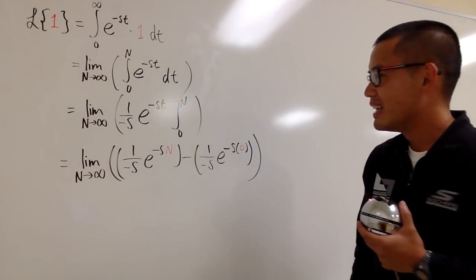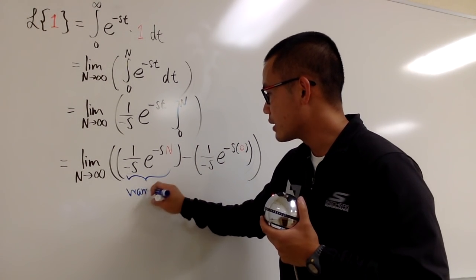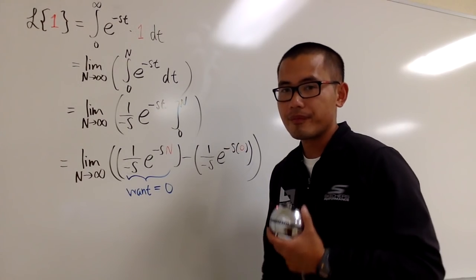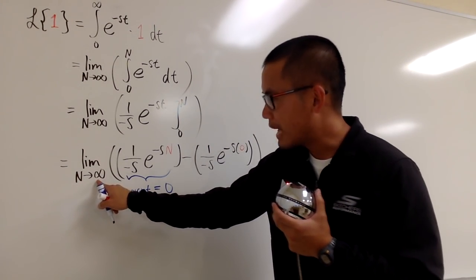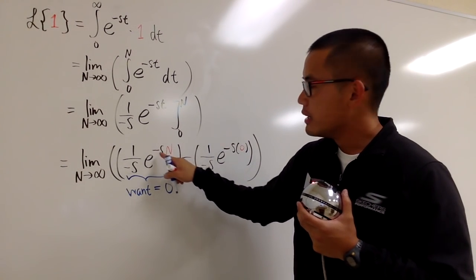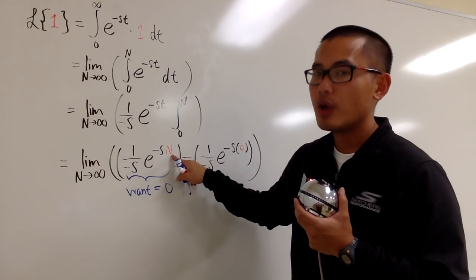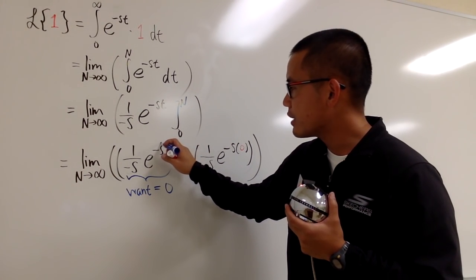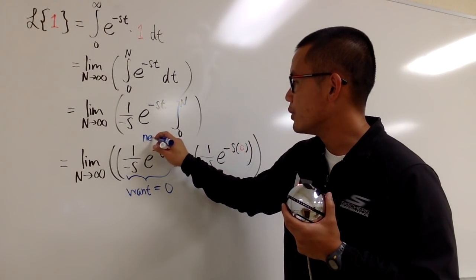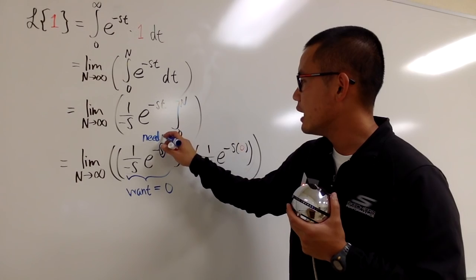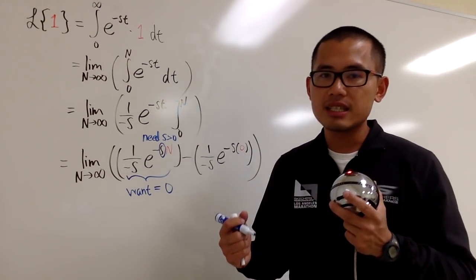That's not good. So we want this part to be equal to 0. And how can we have that? Well, n is going toward positive infinity right here. This is negative times s times positive infinity. We have to make sure that s right here has to be, let me just put it down, we need s to be greater than 0. That's a condition that we have to set.